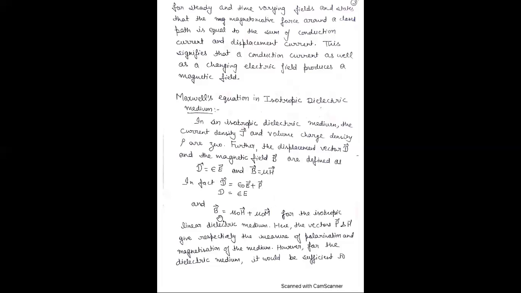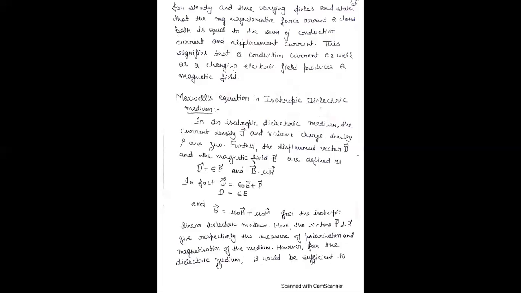And this is the relation between B, H and M. B is equal to mu naught H plus mu naught M for the isotropic linear dielectric medium. And the vectors P and H respectively measure the polarization in the electric field, and the magnetization of the medium.